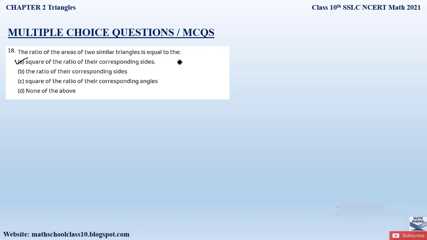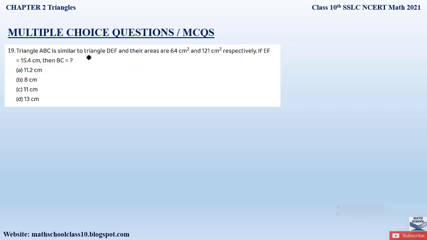So this is a theorem which is directly asked, that is theorem number 2.6, based on the areas of the similar triangles. So as I told you, you should also know the statement of the theorems that can be asked directly in this manner. Question number 19 is, triangle ABC is similar to triangle DEF and their areas are 64 centimeters and 121 centimeters respectively. If EF is 15.4, then BC is?